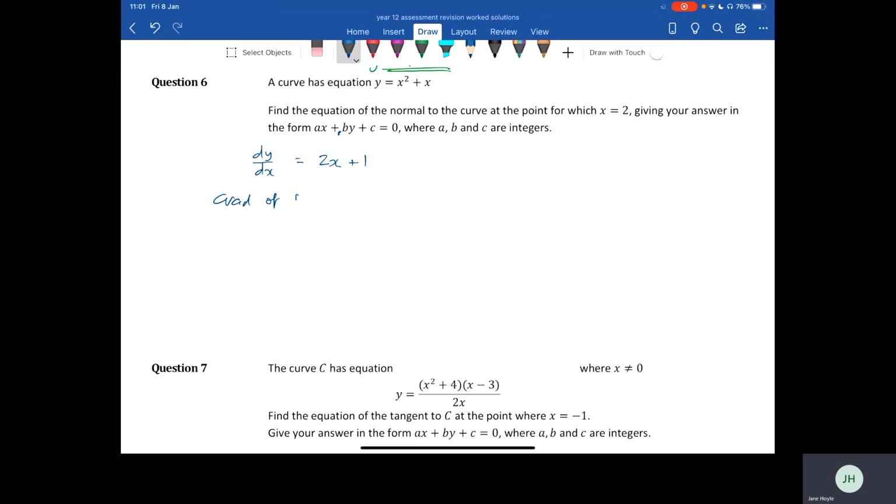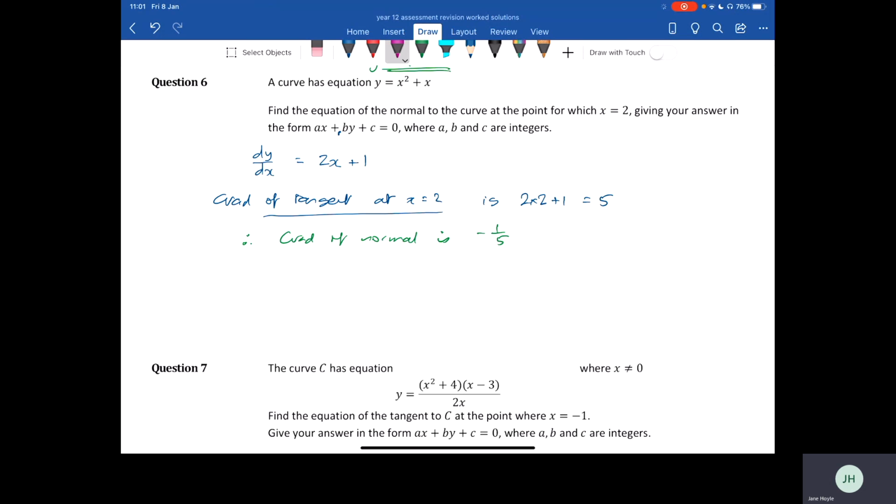So I know that the gradient of the tangent, so always start by writing out the gradient of the tangent. Don't take any shortcuts and go straight for the normal. It's really easy to get confused. Gradient of tangent at x equals 2 is equal to 2 times 2 plus 1, which is equal to 5. So hence I know that the gradient of the normal is the negative reciprocal, so it's minus 1/5.